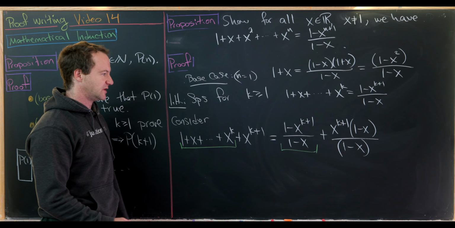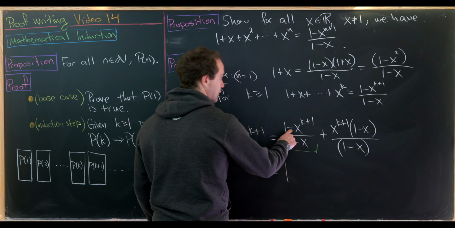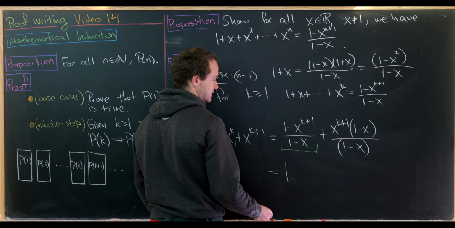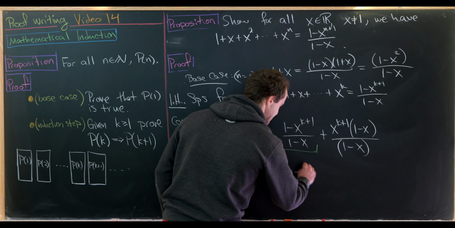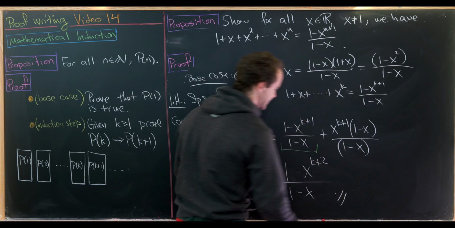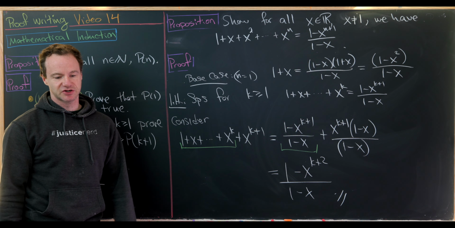And then let's multiply some things out. So we'll have 1, then we'll have minus x to the k plus 1 plus x to the k plus 1. So those will cancel. And then we'll have x to the k plus 1 times minus x. That'll be minus x to the k plus 2. Then my denominator is still 1 minus x. But that's exactly where I needed to end to finish this proof by induction.